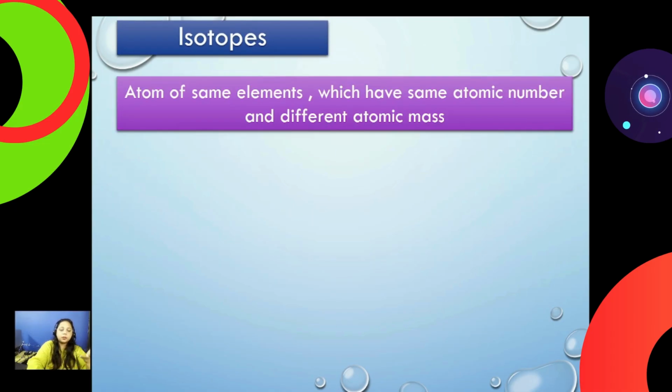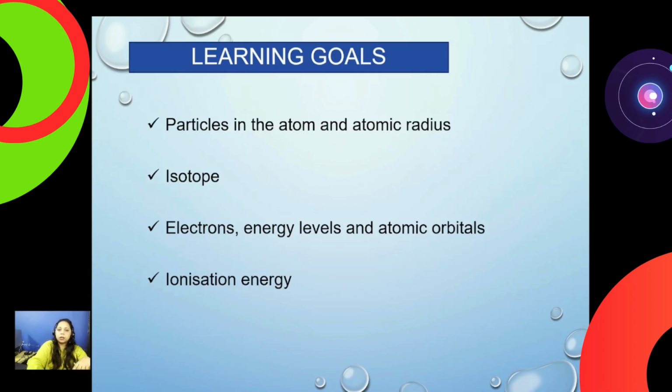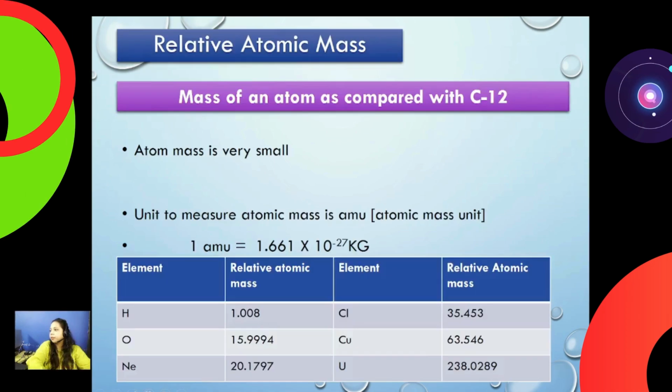So this is all about the atom. What is atomic mass or atomic number, or how can we determine the size of an atom. In the very next video, we are going to discuss isotopes and other topics. So for other topics, you need to watch our other videos.